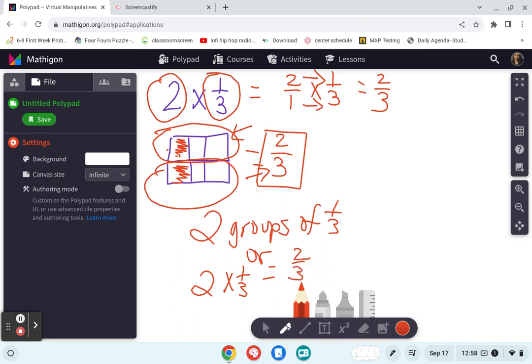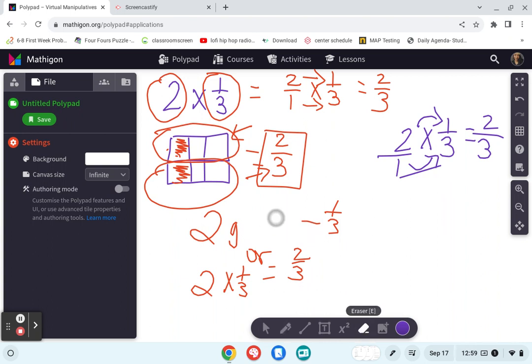Now, for those of you who say, Doc, that's nice with your little drawing, but I just want to see numbers, here you go. If I am multiplying a whole number by a fraction, it is already implied that my whole number sits on top of a denominator of 1. A whole number as a fraction is that number over 1. And then the only thing else you have to do is multiply across. So 2 times 1 is 2, and 1 times 3 is 3. My fraction is 2/3.